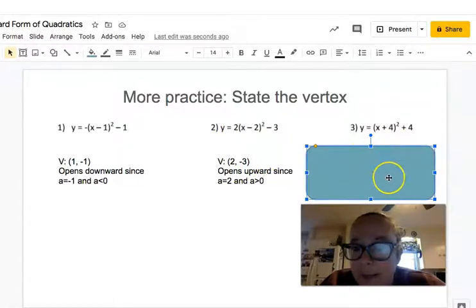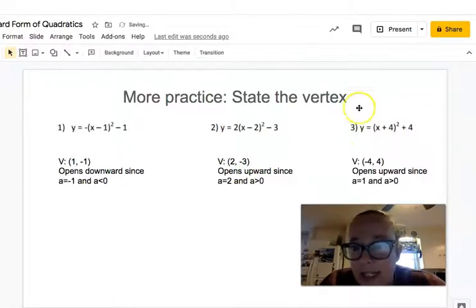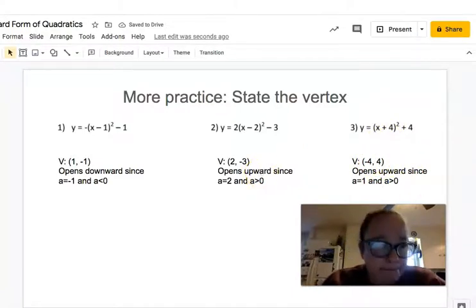What about this one? See how you did. Negative 4, 4. That's exactly right. And it would open upwards.